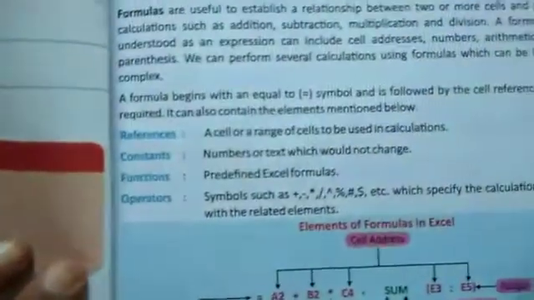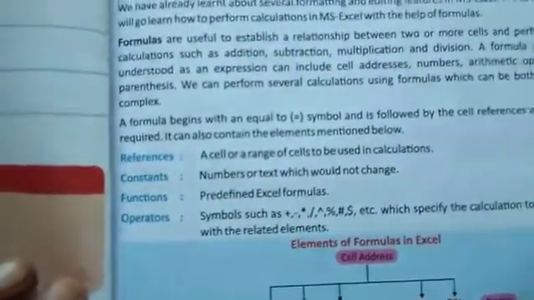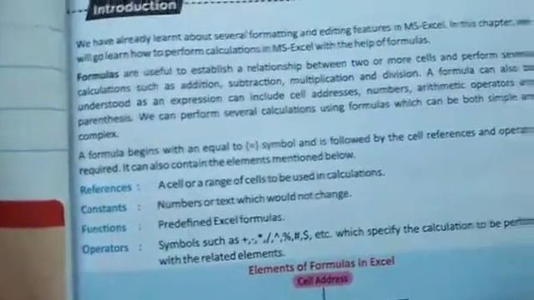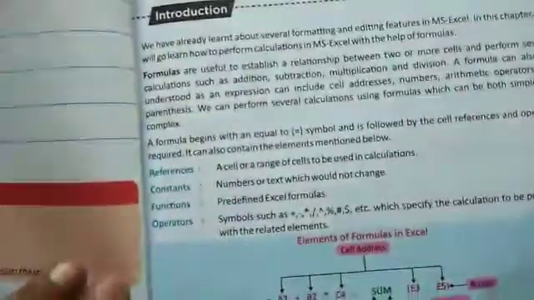A formula begins with the equal to sign. When we are using a formula in MS Excel, it begins with the equal to sign and is followed by the cell reference and the operator required. Cell reference means the cell on which you want to apply the formula, and operators are also required.